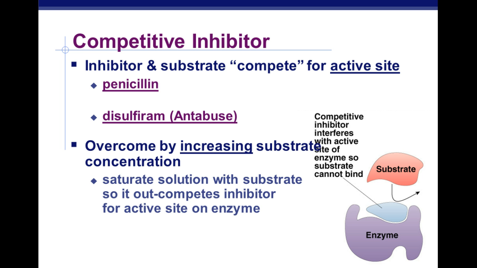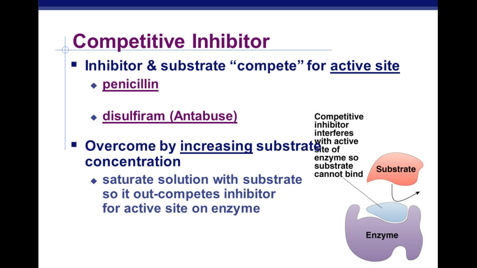So get in your notes that these competitive inhibitors can be treated by simply flooding the body with substrate or saturating it so it outcompetes the inhibitor for the active site on the enzyme. Let's give another example. Another example is methanol, or methyl alcohol, also referred to as wood alcohol.